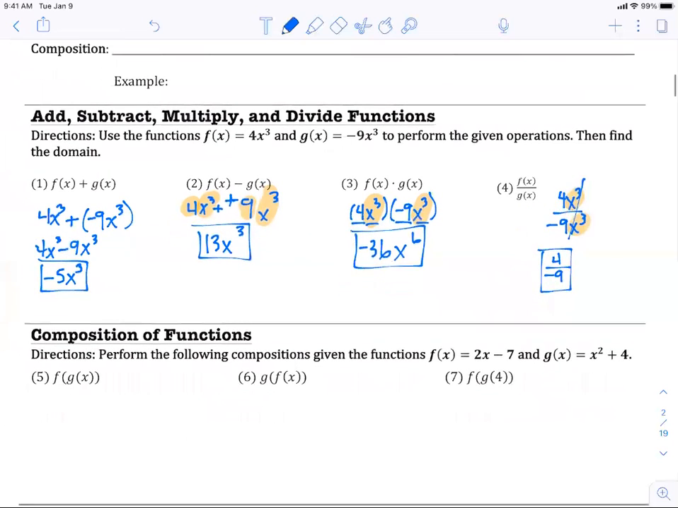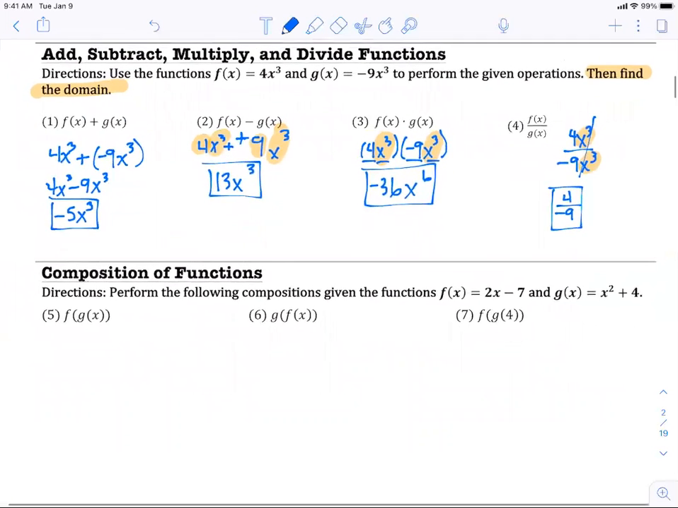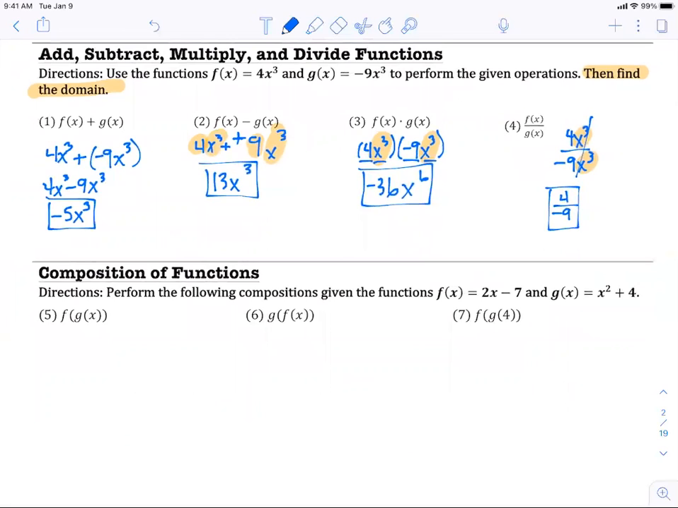Now, for all of these, I did kind of ignore one sentence, and that is in the directions it says, find the domain. Now, domain, we're going to get into a little bit more once we reach some more complicated functions. But domain simply kind of looks for where the x is and what you're allowed to plug in. So remember, domain represents all the x values you're allowed to plug in.